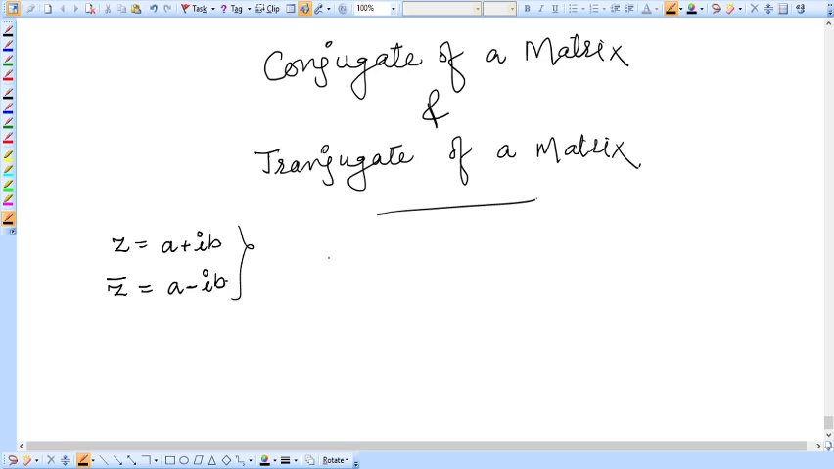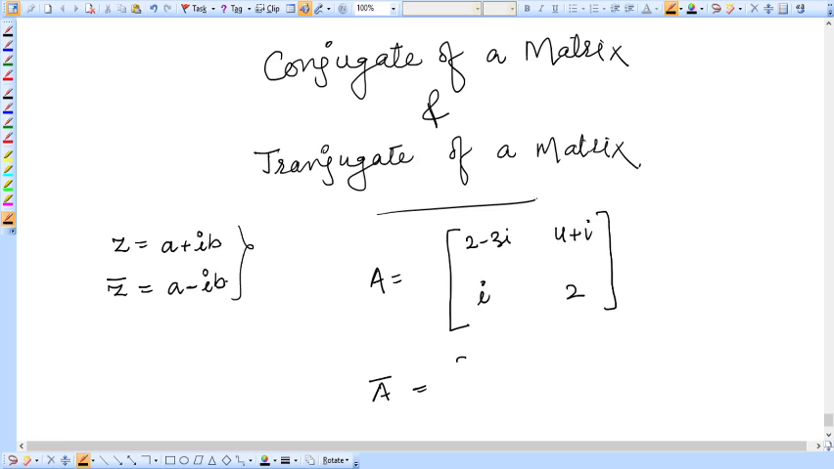Similarly, the conjugate of a matrix comes into the picture when the entries of a matrix are complex numbers. See, if this is a 2 by 2 matrix and its entries are 2 minus 3 iota, 4 plus iota, only, and 2 only, right? If this is a matrix and we want to find its conjugate, then it is denoted by A bar.